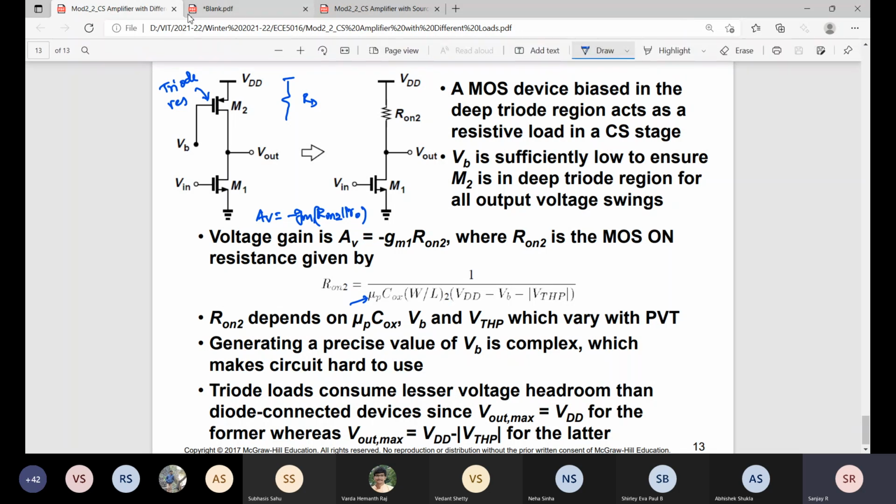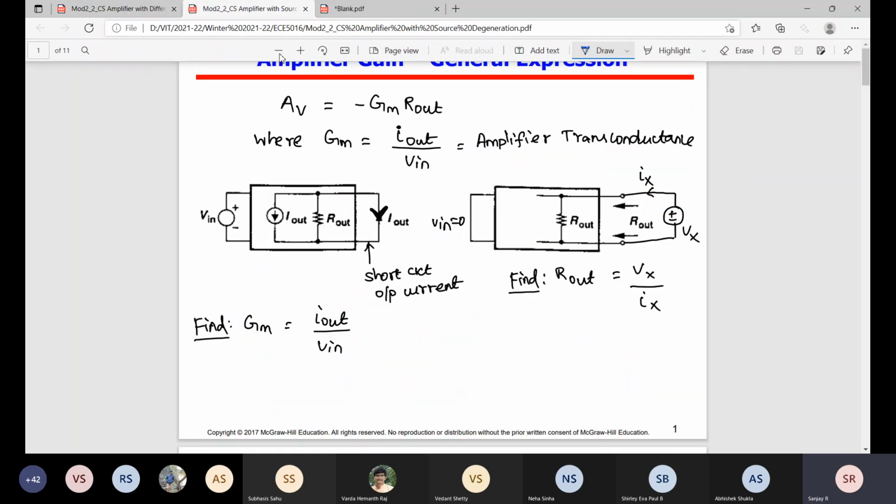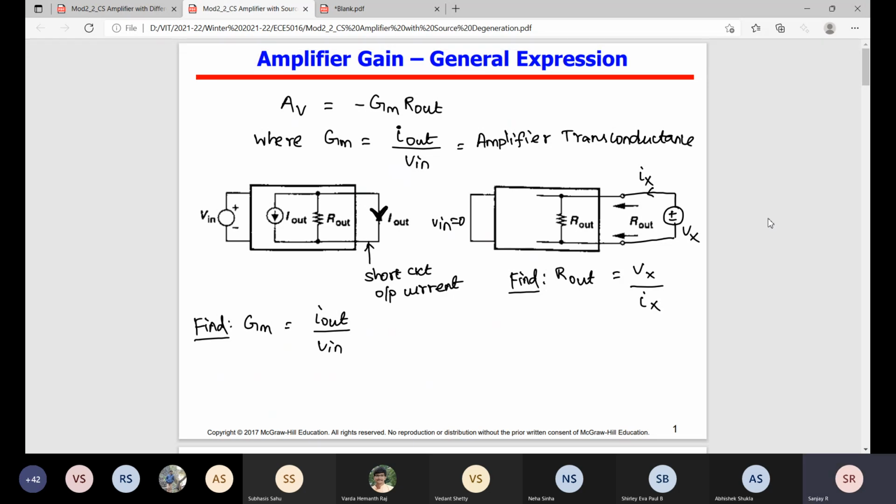Okay, so with this, I will come to the next topic, the last topic in the common source amplifier: common source amplifier with source degeneration. Before going to the topic, we will discuss generally how we can write the amplifier gain.